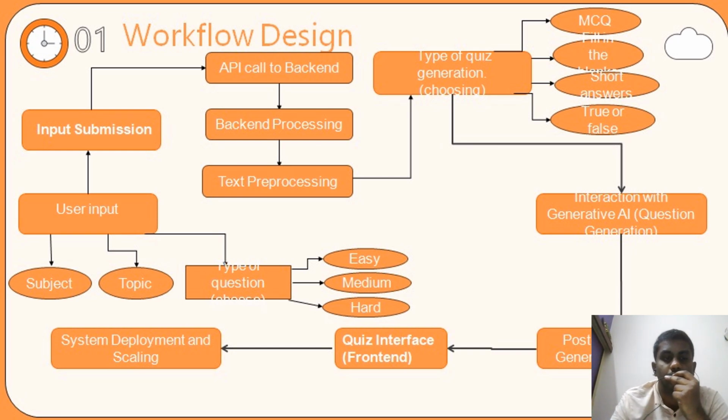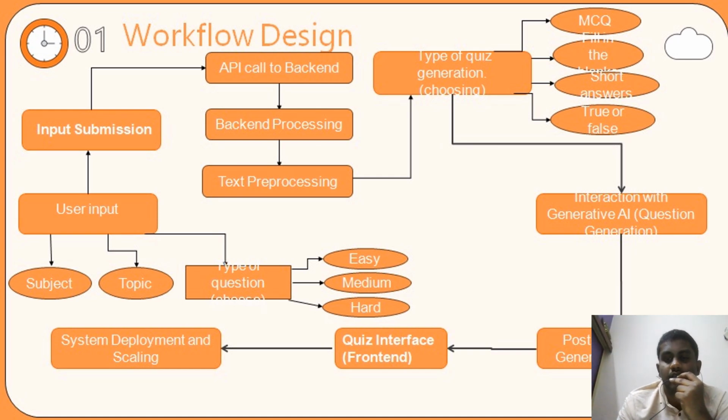And this is the workflow designed for our project. For the user input, he selects the subject or the topic and the difficulty level of questions: easy, medium or hard. Then he submits the details to our backend. Then the API call goes to the backend, which processes it, and text processing goes on. Then it checks the type of quiz generation the user has chosen: fill in the blanks, MCQs, short answers or true or false.